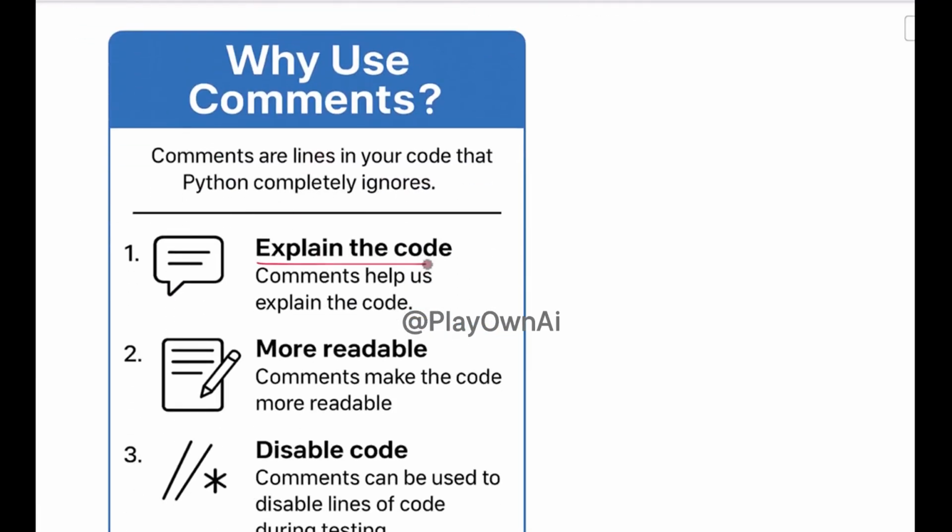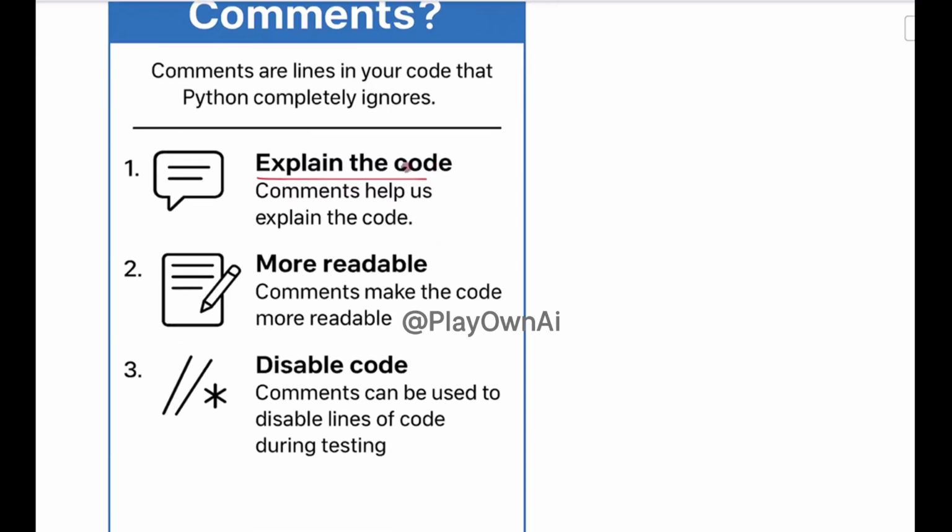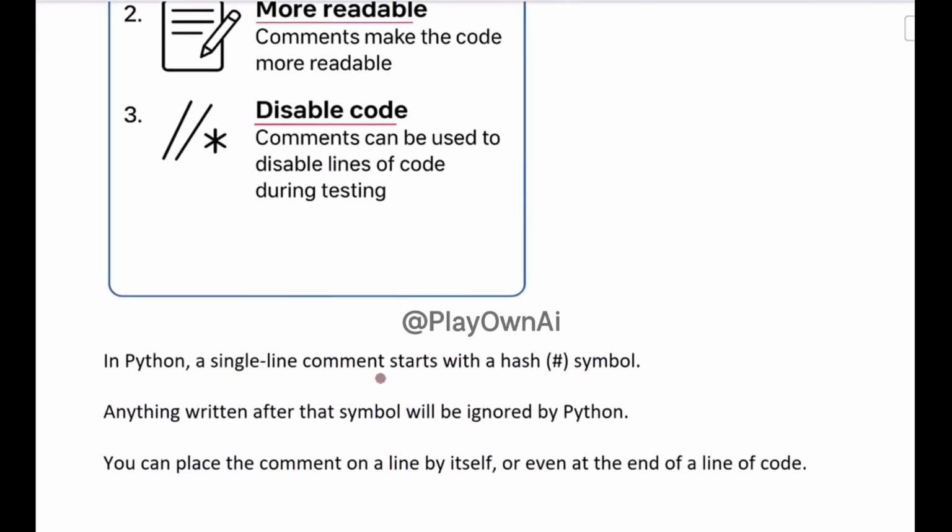Number one, comments help us explain the code when someone else reads your code later, or even when you come back to your code after a few days. Comments will remind you what the code is doing. Number two, comments make the code more readable. It's like leaving notes in your notebook. You can mark what each section is doing. And number three, comments can be used to disable lines of code during testing. If you want to stop one line from running, just comment it out.